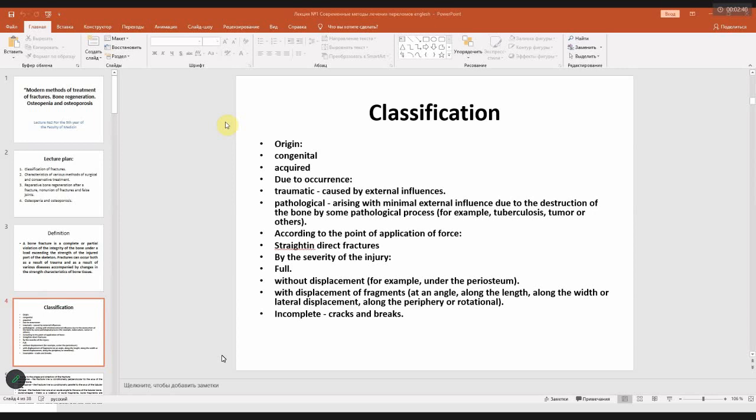According to the point of application of force: direct and indirect. By the severity of the injury: complete, without displacement, for example, under the periosteum, or with displacement of fragments at an angle, along the length, along the width, or lateral displacement, along the periphery, rotational. Incomplete: cracks and breaks.